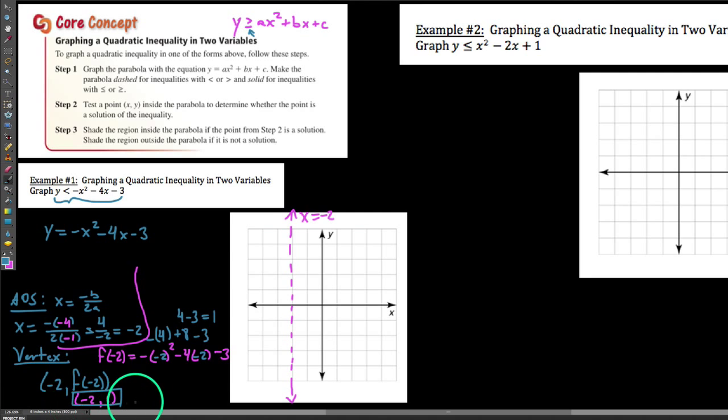And so now that we have the vertex value, we'll go put this on the graph. We say negative 2, comma 1. So this point is on here. So now going back up to step 1, here I'm about to graph this. What I want to point out is this.